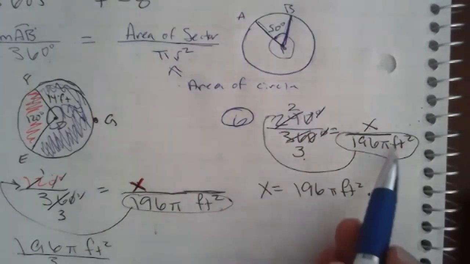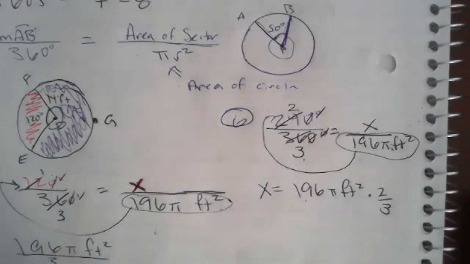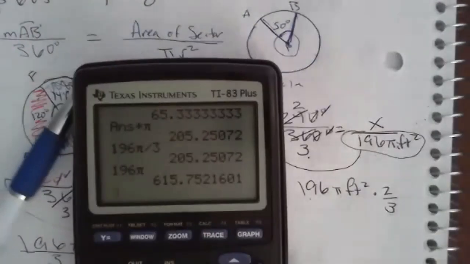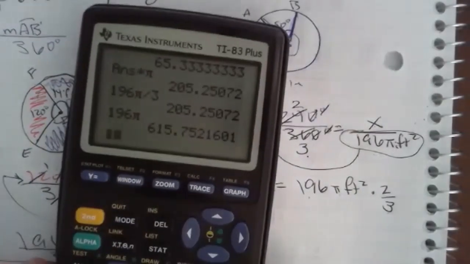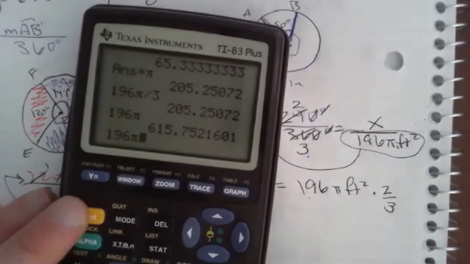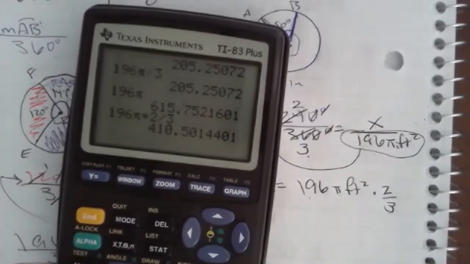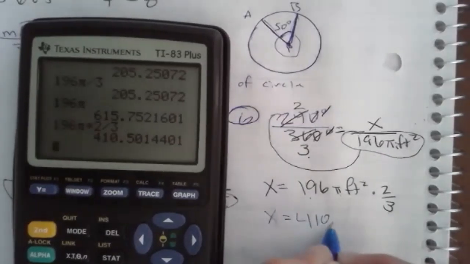So I have 2/3 over here. I'm multiplying it with 196 pi feet squared. We know that this doesn't go in evenly, so we can just turn to our calculator. Of course, I could go back up here and multiply by 2. Don't tell anyone. Pi times 2 over 3. I get 410.5-ish square feet.